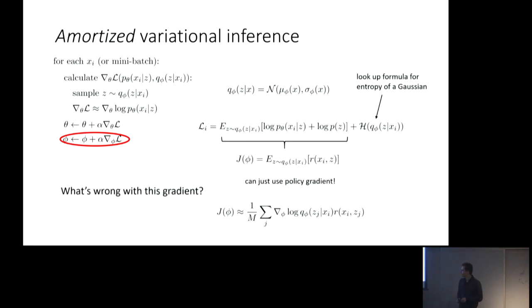So that's one way to do things: compute the policy gradient, or the REINFORCE gradient, and use it to climb the gradient for phi. What might be wrong with this gradient estimator? Does anyone have any thoughts about why this could be a little problematic?